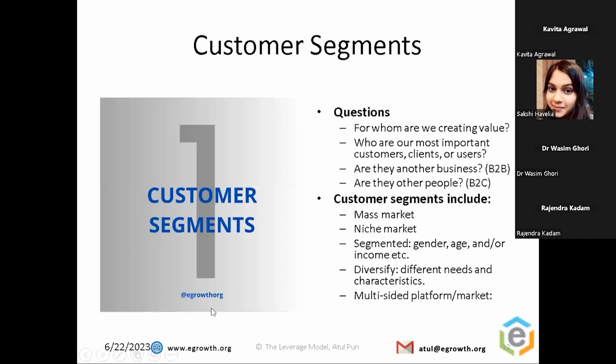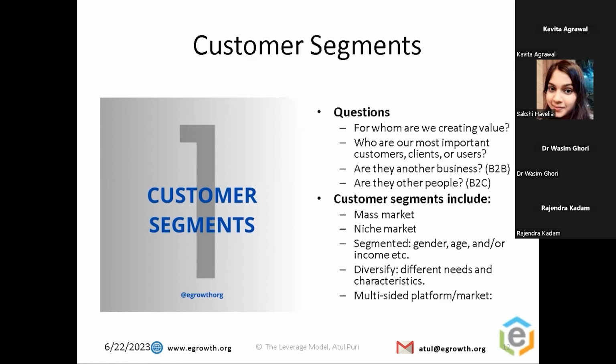This first section is the customer segment. It is very, very important. The more precise we are, so we are not in the 20th century, we are in the 21st century, we cannot have ambiguity. The more precise we are in our communication, in all that we do, the better the results we get. So the questions to answer are: for whom are we creating value? Who are our most important customers, clients, or users?